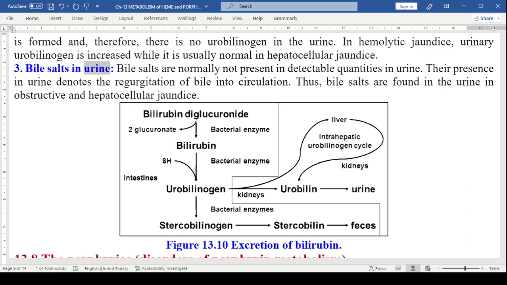3. Bile salts in urine. Bile salts are normally not present in detectable quantities in urine. Their presence in urine denotes the regurgitation of bile into circulation. Thus, bile salts are found in the urine in obstructive and hepatocellular jaundice. Figure 13.10 Excretion of bilirubin.